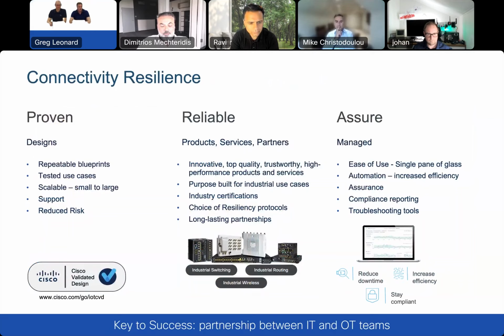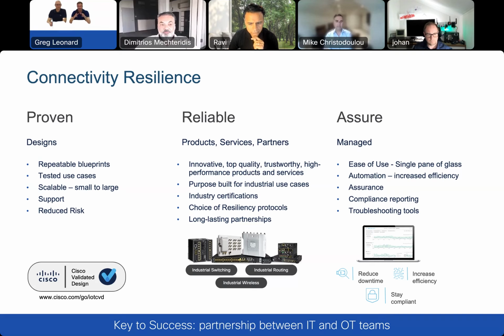So let's dig into that a little bit more on connectivity resilience. We need proven designs that are repeatable. They've been tested in various use cases and are scalable to meet small and large deployments. They need to be reliable. What we mean by that is having reliable products, services, and partners, purpose-built for industrial use cases with industry certifications. I can't stress enough how important a long-lasting partnership is with both your vendor and your implementation partner.